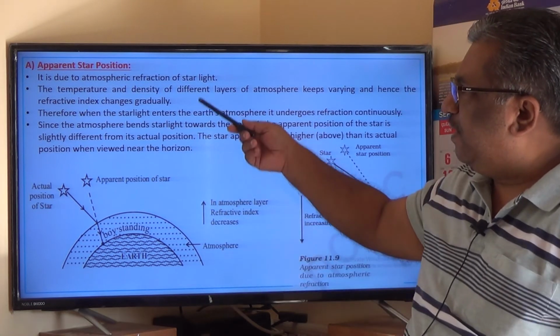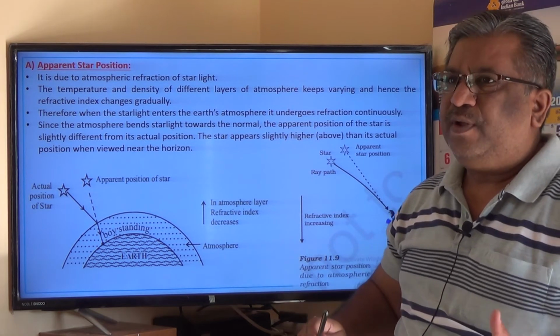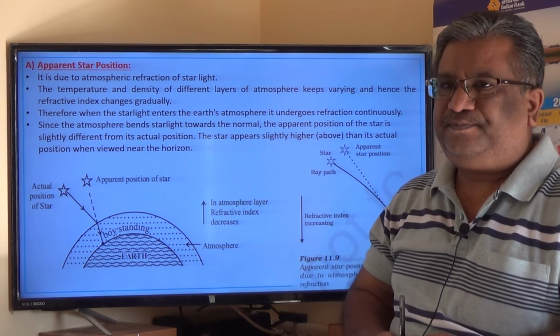But whatever I have marked in this, these bullets, all these bullets should be covered in order to explain the apparent position of the star. Okay.